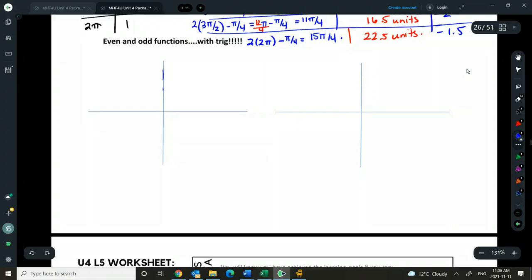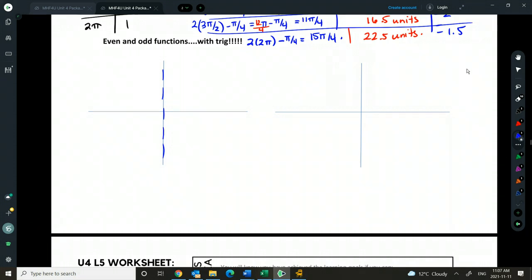Okay, so even functions are symmetrical over the y-axis, right? So you don't need to draw this just yet, but if we have an even function, it will be symmetrical on either side of the y-axis. I could have stuff like this, right? As long as that line of symmetry is over the y-axis.